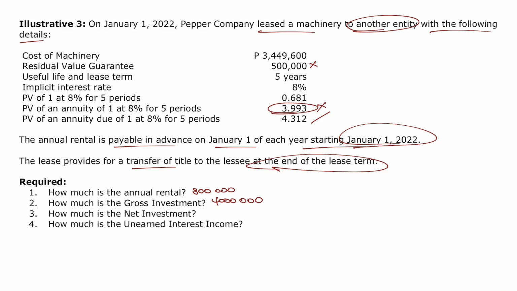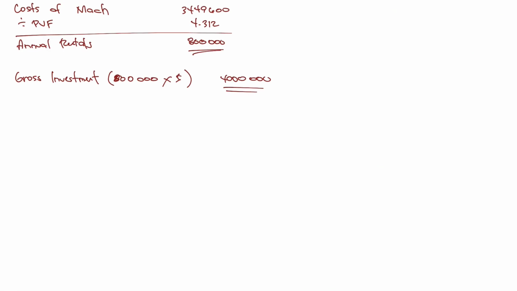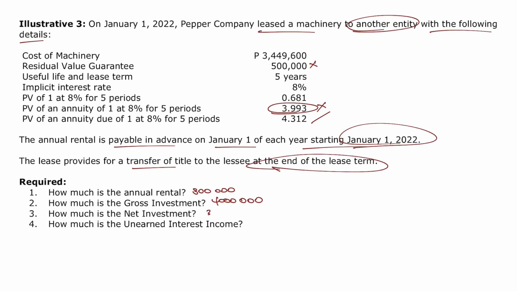Now, punta tayo dito sa number 3. Number 3, how much is the net investment? So, net investment natin will be equal normally to the cost plus the initial direct cost. Kaso, wala namang given, no, na initial direct cost. So, ibig sabihin, yung net investment ngayon natin will be the cost of 3,449,600. So, requirement number 3, 3,449,600 will be the final answer.